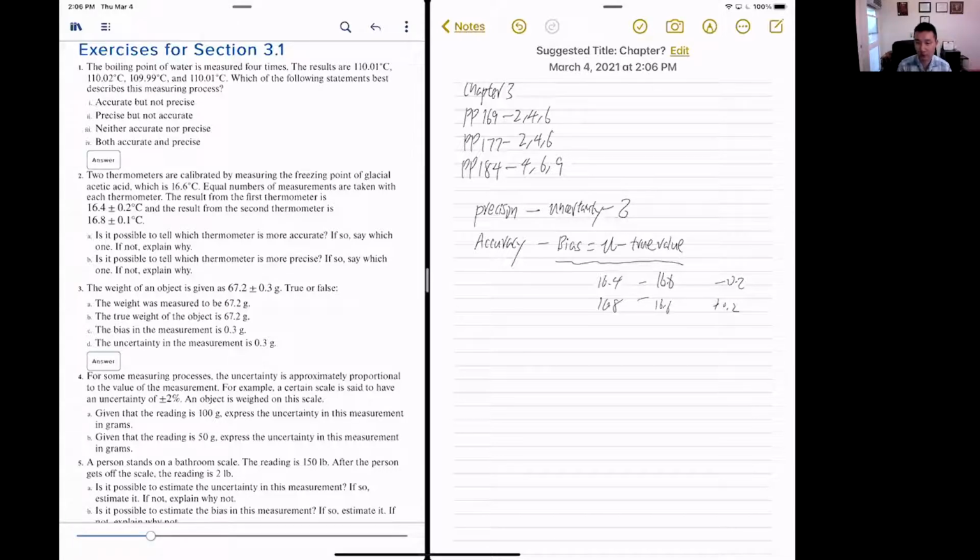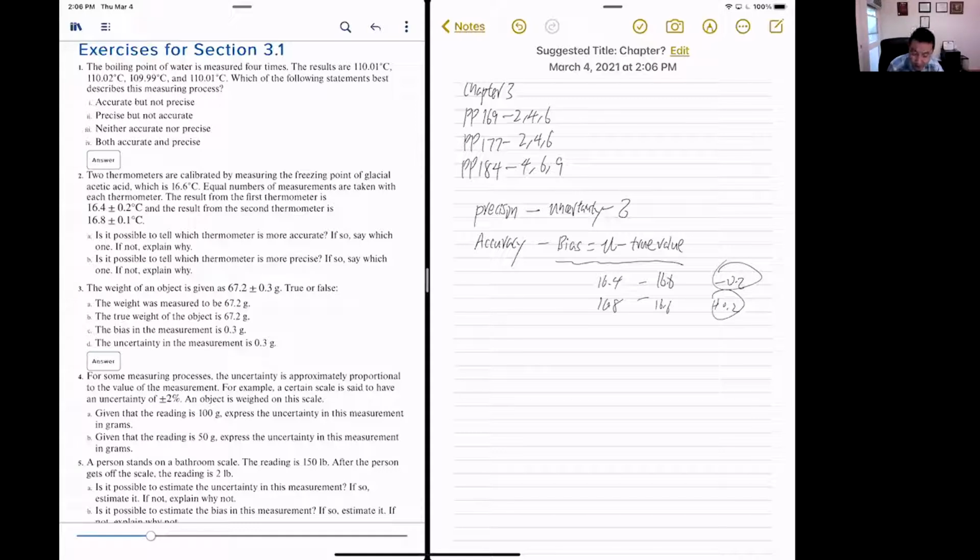So they both differ from the true value by 0.2 degrees. One is positive, one is negative. One is larger, the other one is smaller. So they have the same accuracy, and we cannot tell which one is more accurate than the other, because they have a 0.2 difference from the true value. And then part B.